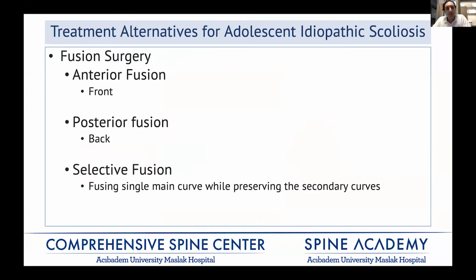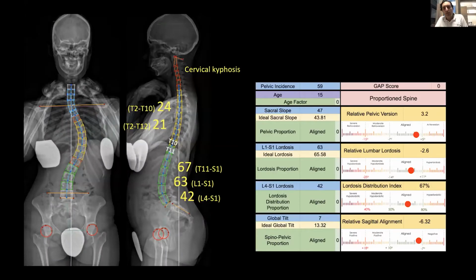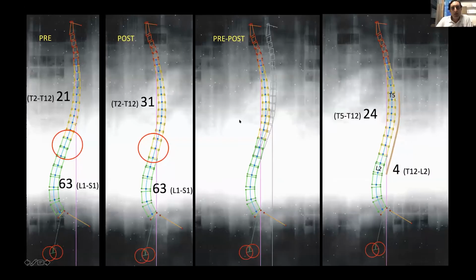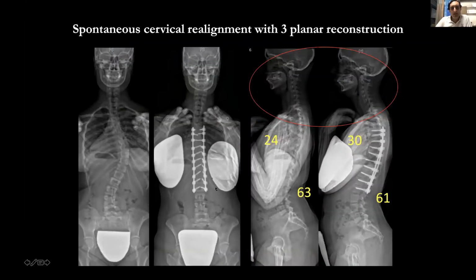And generally for the treatment options, at least almost a decade ago, it was only fusion. And you can do anterior fusion, posterior fusion, or selective fusion. And actually, we were very good at this. See an example where we have a deformity in the coronal and sagittal plane. We plan our surgery and we do a correction in all three planes.